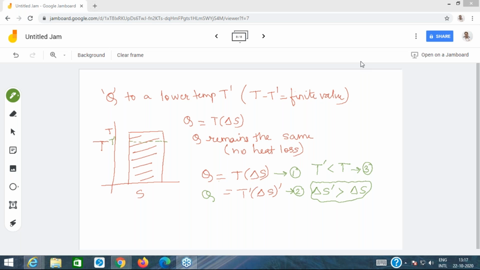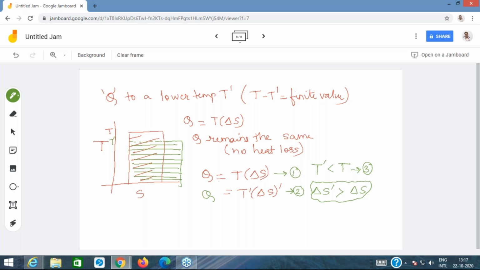Now from the diagrammatic perspective, obviously your diagram becomes like this. This is the heat transfer. I have represented the heat transfer. So this green rectangle, what does it represent? The green rectangle represents the heat transfer Q.